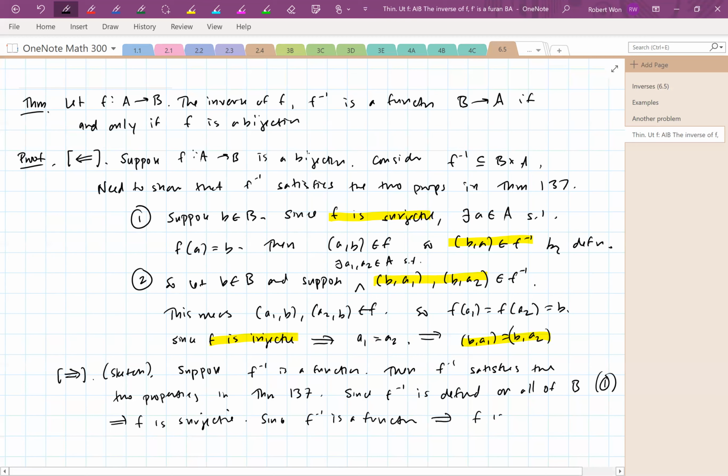This will give that f is injective. Right? This one is property 2, basically. And altogether, this will show that f is bijective. And this will finish the result.